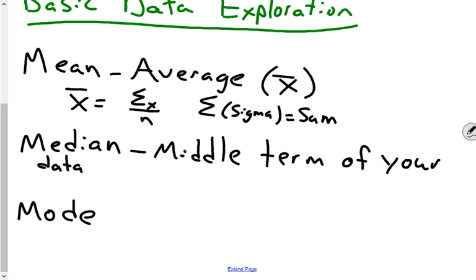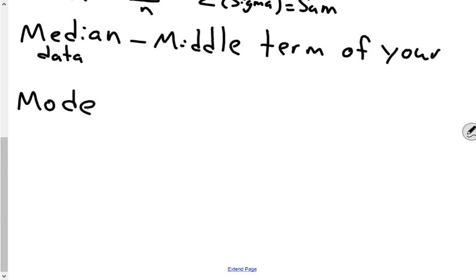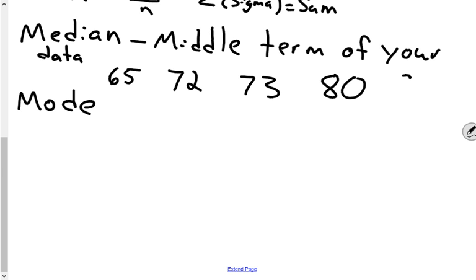Okay. So let's say I had your guys' last test marks. I haven't marked them, so these are made up. 65, 72. You always list your data points from lowest to highest, and then you find your middle term. So there's 5 terms. The middle one is this guy. That's your median. Okay.